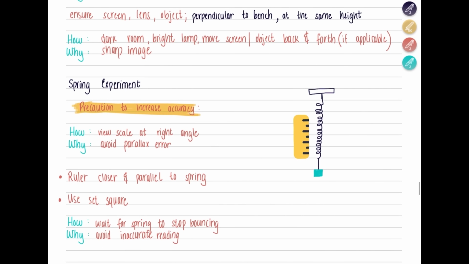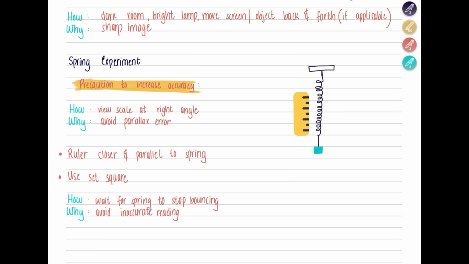Next, if we have a spring experiment, something like this, we have a spring and a load is attached, and you're supposed to measure the increase in length. Again, make sure that you avoid parallax error by looking at a right angle to the scale. Make sure that the ruler is very close to the spring and is also parallel to the spring. Use a set square, that helps as well. Next, before taking any reading, wait for the spring to stop bouncing. If it's bouncing up and down, it's going to be very hard to get an accurate reading.